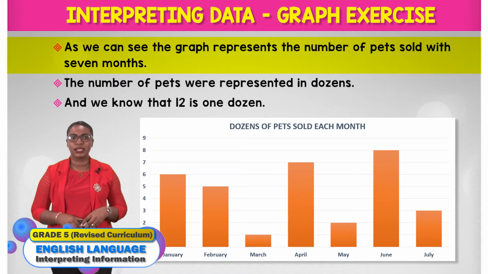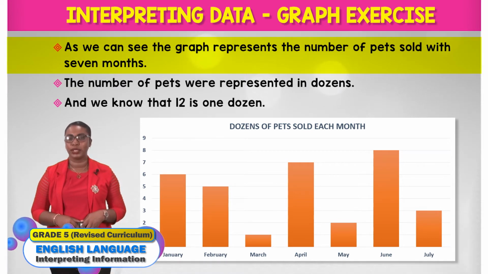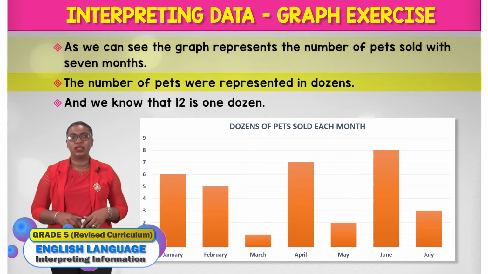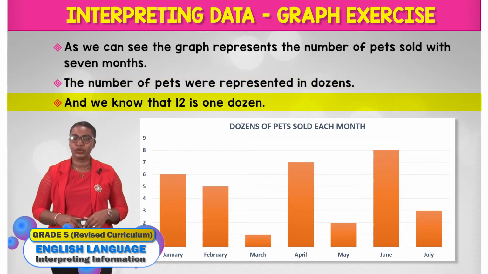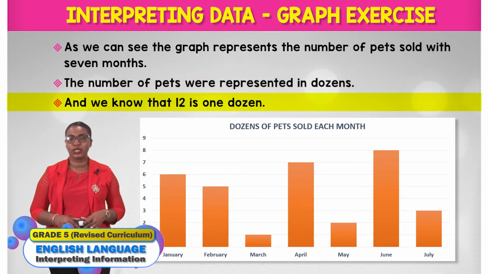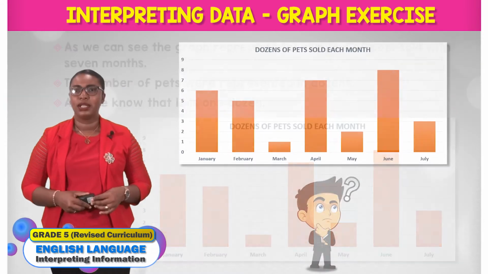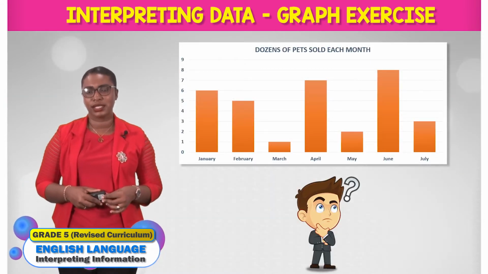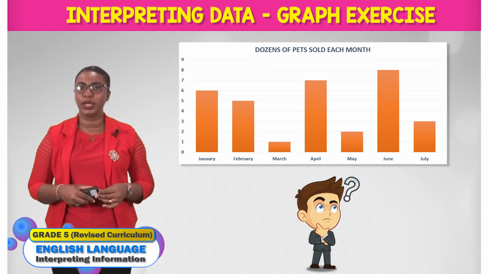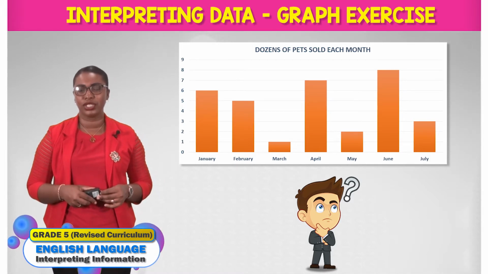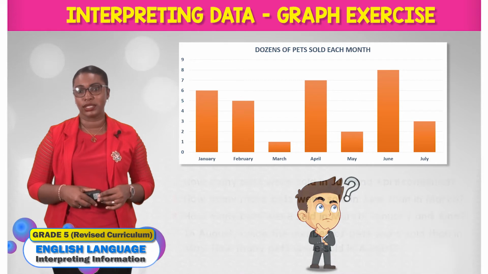As we can see, the graph represents a number of pets sold within 7 months. The number of pets were represented in dozens. We also know that 12 is equal to 1 dozen. Now let's look at the questions that are given based on this graph and see if we could interpret the information that is presented on it.